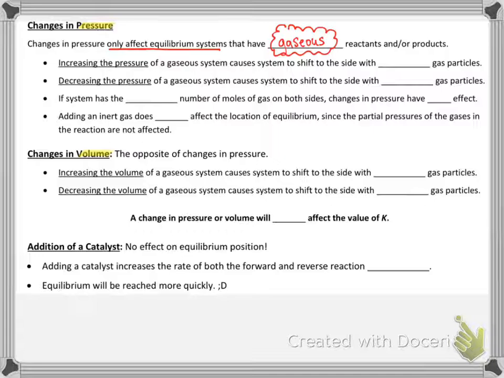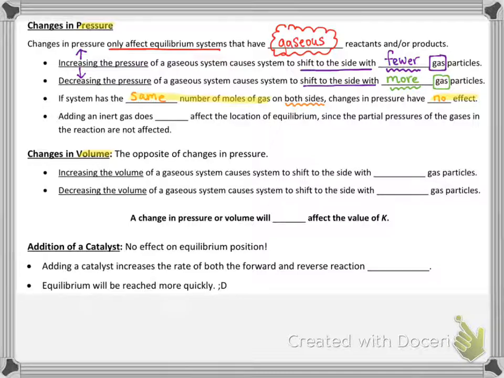If you increase the pressure of a gaseous system, the system wants to shift to decrease pressure. So it's going to shift to the side with fewer gas particles. Decrease the pressure? Well, we want to undo that. So the system will shift to the side that has more gas particles, partially increasing the pressure back to reestablish equilibrium. What's interesting is that if the system has equal numbers of moles of gas on both sides, then changes in pressure or volume will have no effect.